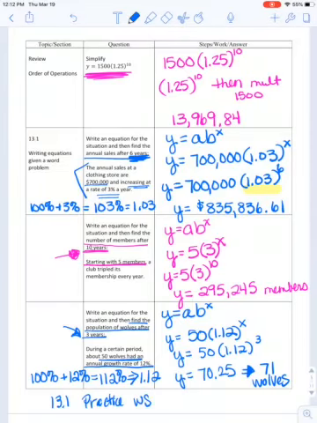Okay, now on the Google Classroom, you should have a 13.1 practice worksheet. I want you to go ahead and do that. There's not that many problems on that one. I think it was 8. There's a few word problems like this. There's a couple more graphing problems like we did yesterday. And then you're going to turn that in to me on Google Classroom.